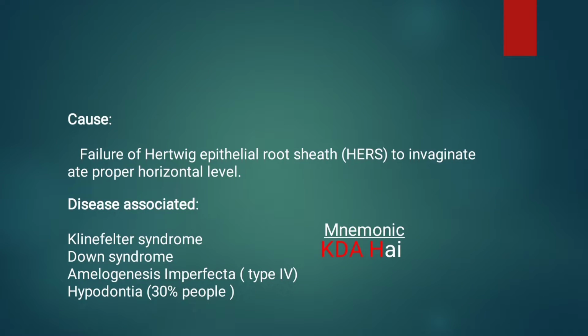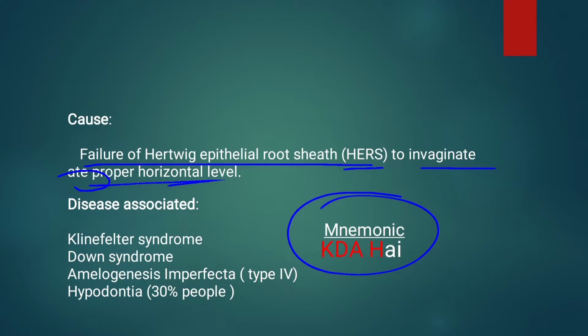The cause is actually the failure of Hertwig's epithelial root sheath to invaginate at the proper horizontal level. So at the proper horizontal level, it does not invaginate, resulting in the problem. Diseases associated: remember this mnemonic KDA. K is for Klinefelter syndrome, D for Down syndrome, A for amelogenesis imperfecta type 4, and it is associated with 30% of people having hypodontia.